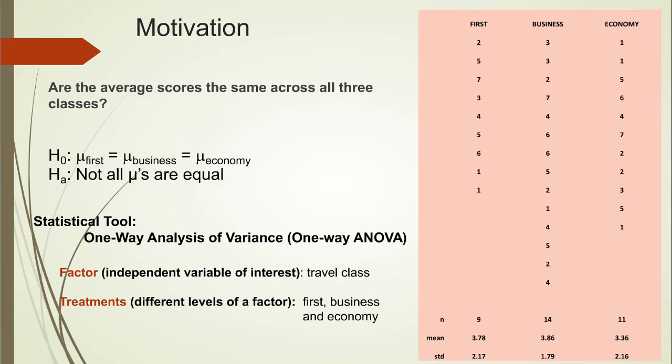There is a total of 3 populations here. The statistical techniques we learned before for 2 population mean comparison will not work here. Instead, we will use one-way analysis of variance, also known as ANOVA here. One way here refers to there being only one independent variable of interest under consideration, and that is travel class. Travel class is also the factor here. There are 3 different levels for this factor: first, business, and economy. They are also the treatments.